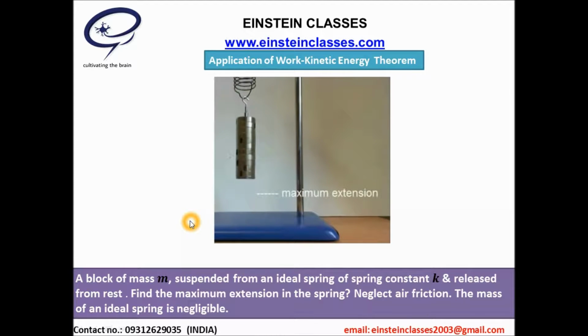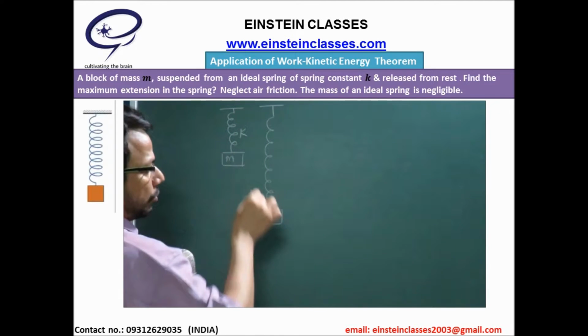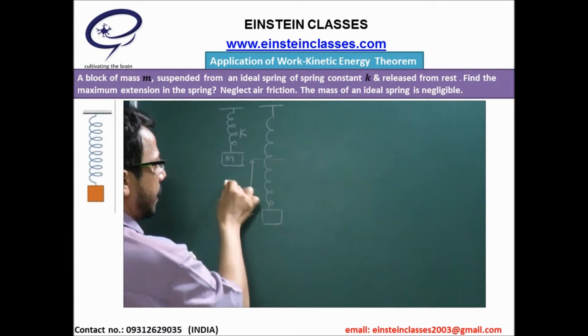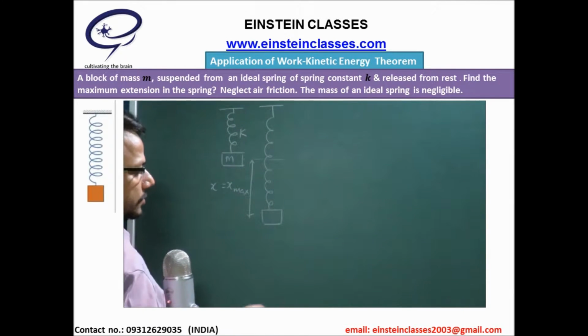Now we are going to discuss a very important problem. Consider this block of mass m, which is suspended by an ideal spring. We have to find the maximum extension in the spring. The spring constant of the spring is k, and the spring is ideal. An ideal spring has negligible mass, and initially the block is released from rest. We have to calculate the maximum extension in the spring, and let it be denoted by x.